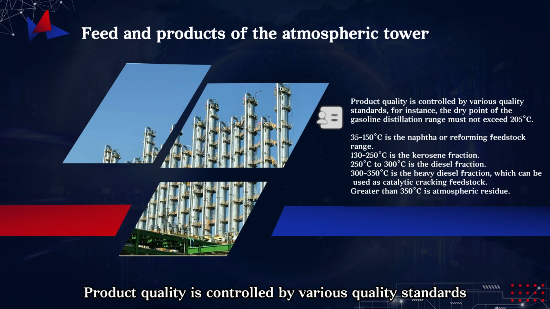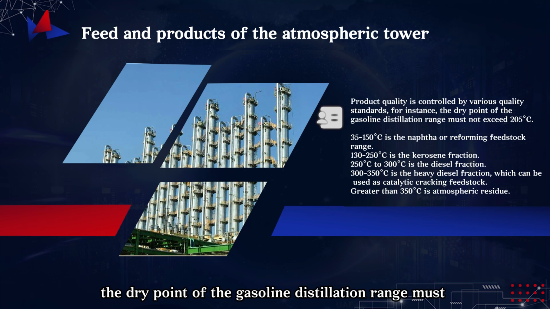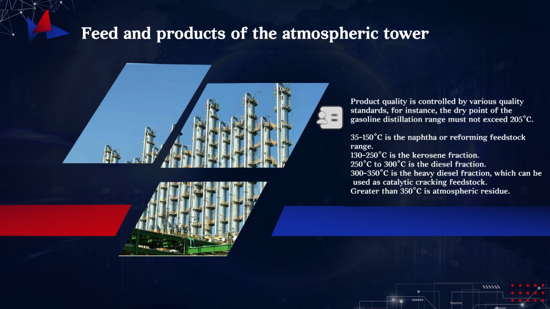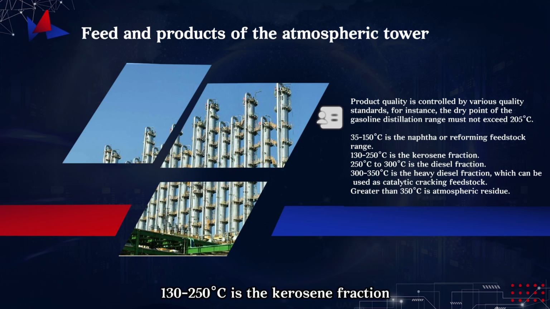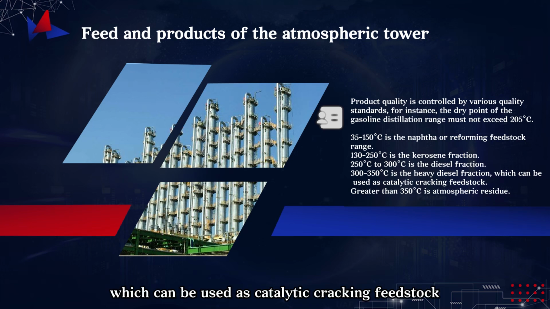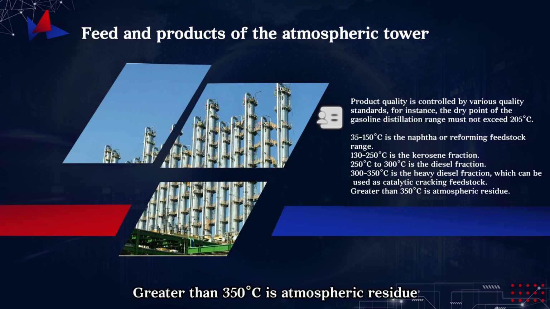Product quality is controlled by various quality standards. For instance, the dry point of the gasoline distillation range must not exceed 205 degrees Celsius. 35 to 150 degrees Celsius is the naphtha or reforming feedstock range. 130 to 250 degrees Celsius is the kerosene fraction. 250 degrees Celsius to 300 degrees Celsius is the diesel fraction. 300 to 350 degrees Celsius is the heavy diesel fraction, which can be used as catalytic cracking feedstock. Greater than 350 degrees Celsius is atmospheric residue.